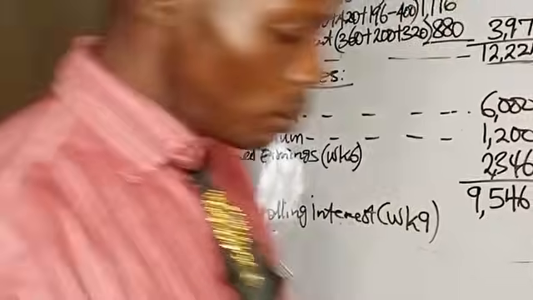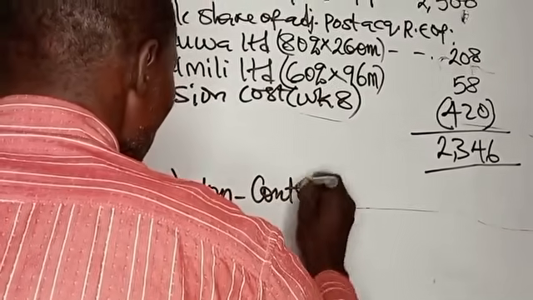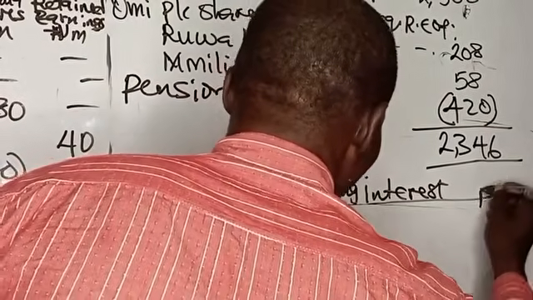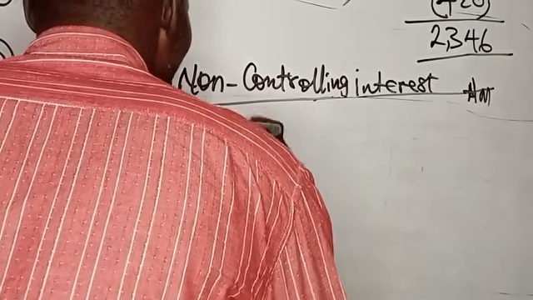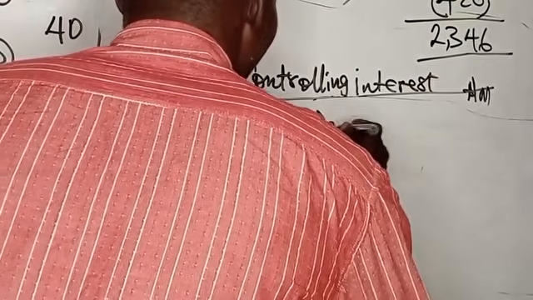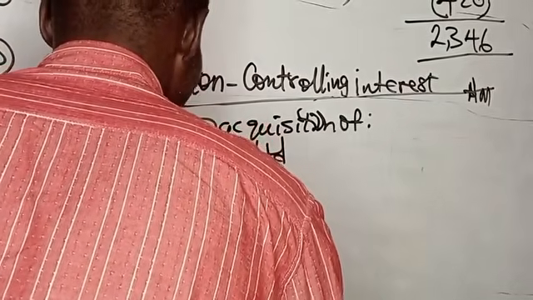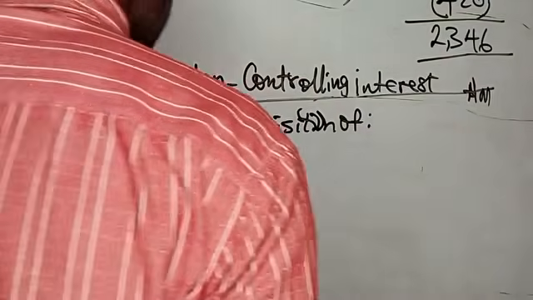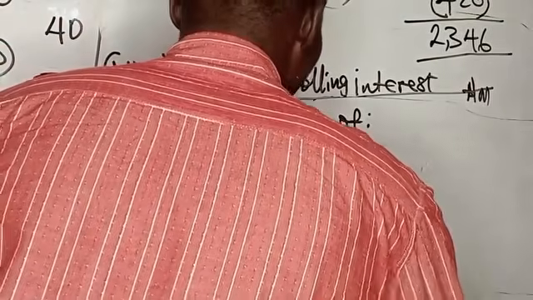Working 9. Non-controlling interest. So you have NCI at acquisition of Rural Limited and Millie Limited. Remember, OMI acquired 80% of Rural Limited. Therefore, 20% will be attributable to NCI.